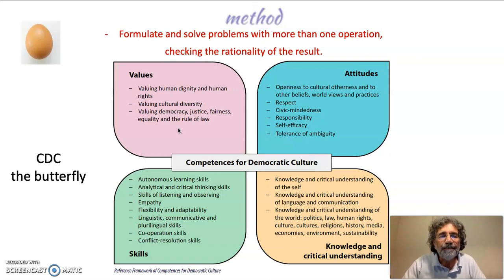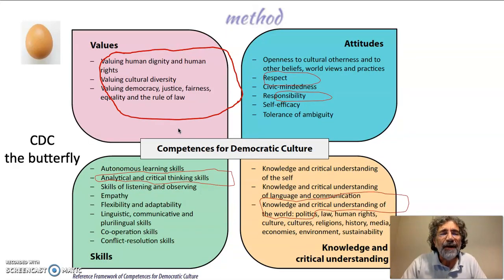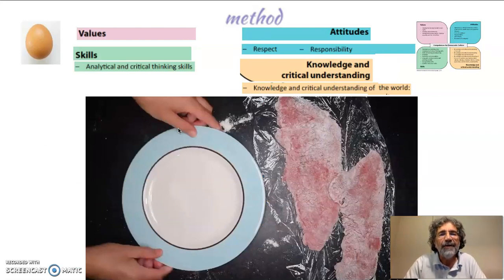So what do we do here? We have our ILO. Passing it from there, we decide that values cannot be neglected. All of them are in, but our intended learning outcome has relation to respect, to responsibility, to analytical and critical thinking skills, knowledge and critical understanding of the world. Those are the competencies that we think match better to our intended learning outcome.